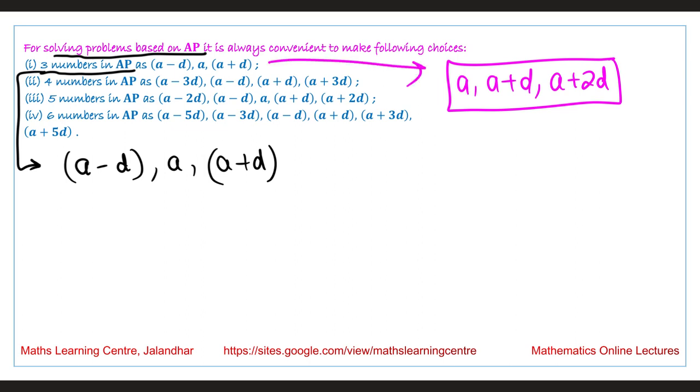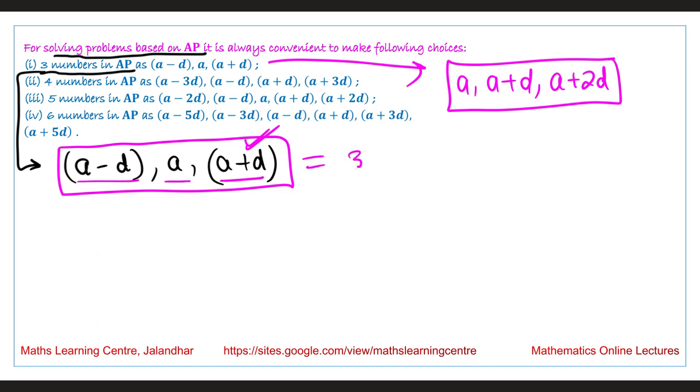But in solving the questions, we generally use the three numbers as A minus D, A and A plus D. We will see in our problems why this is more useful. I just gave you a hint here: if we add all these three values, the answer we obtain is 3A. So it is independent of D, which makes our calculation simpler.